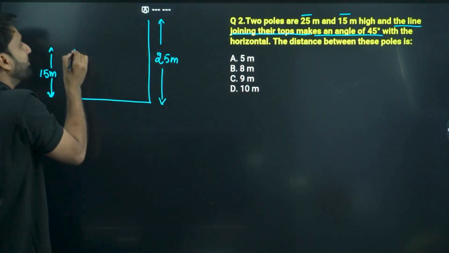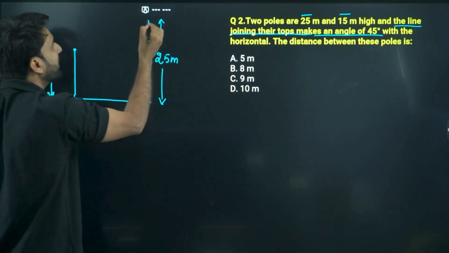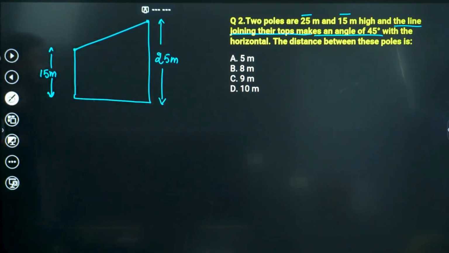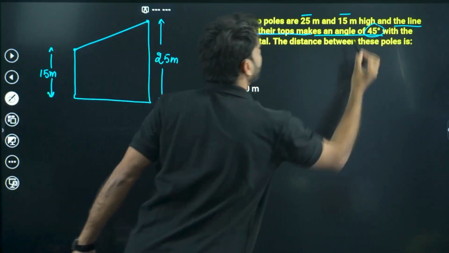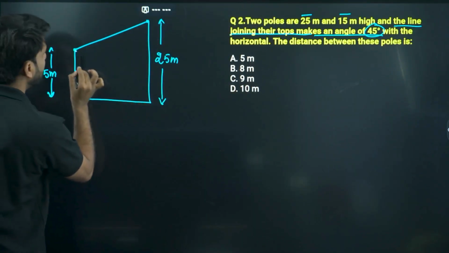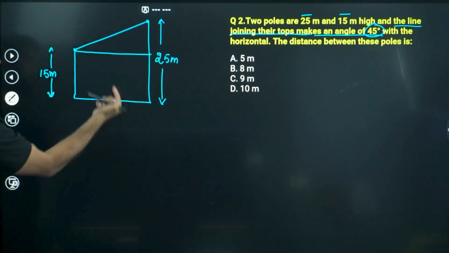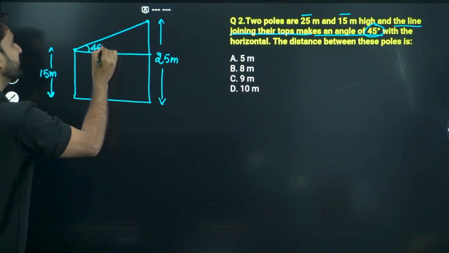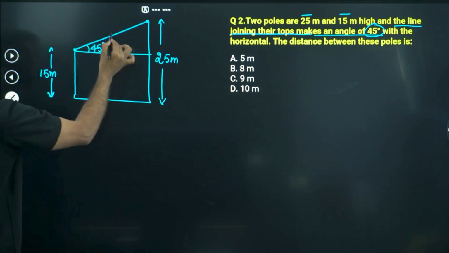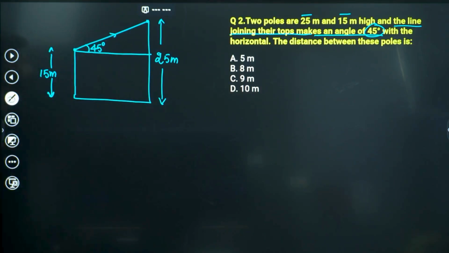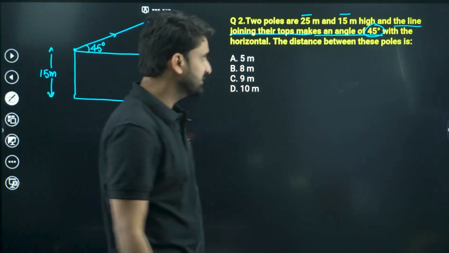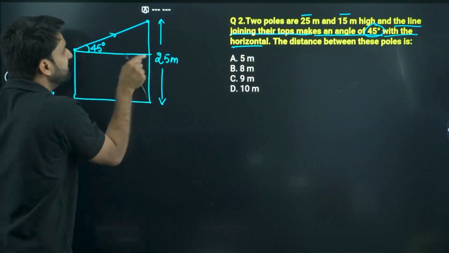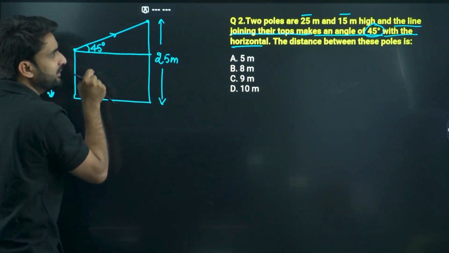Their tops are here, one top and another. If I join both the tops, the angle formed is 45 degrees. I need to draw one more line parallel to the ground so that we can mark the angle here. So this is 45 degrees. This is the angle of elevation, because it is the angle with the horizontal, which we have already drawn.